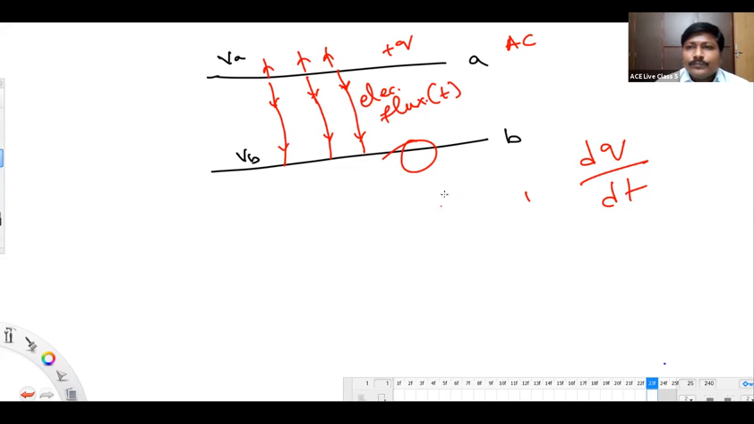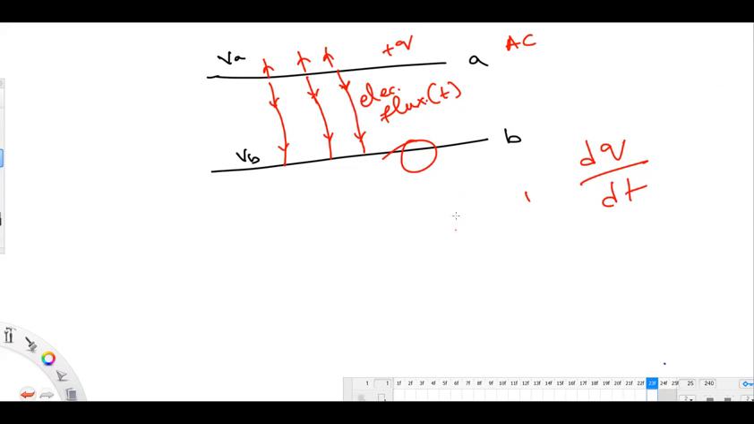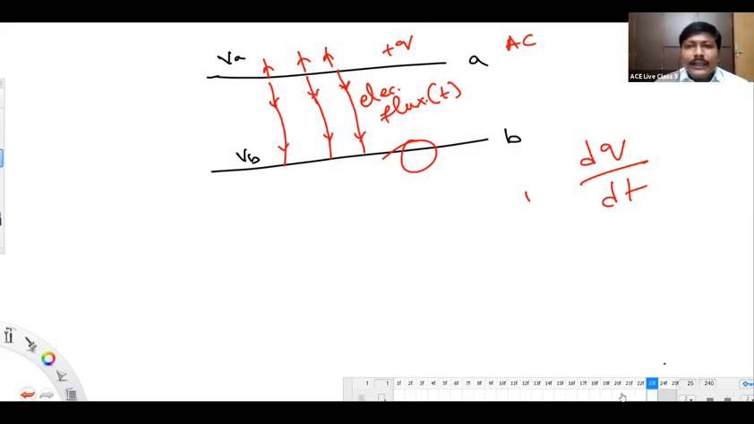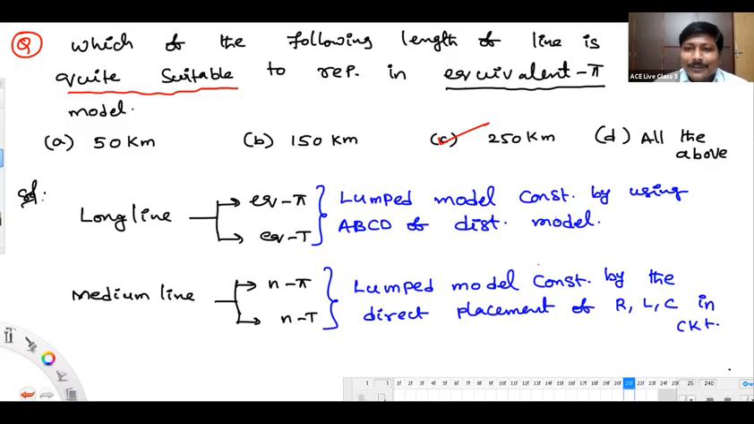Okay, sir, yes, I got it. But I did not get the difference between nominal and equivalent. I have already written it. Just read it a number of times and you will get clarity.